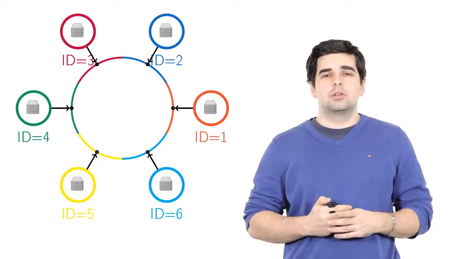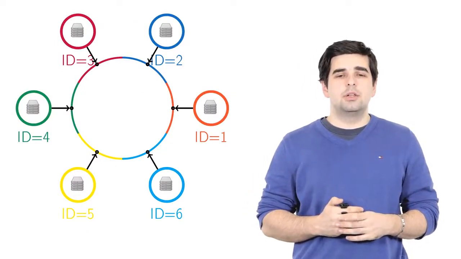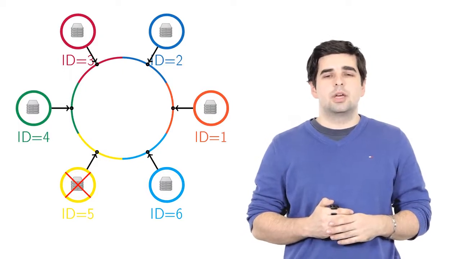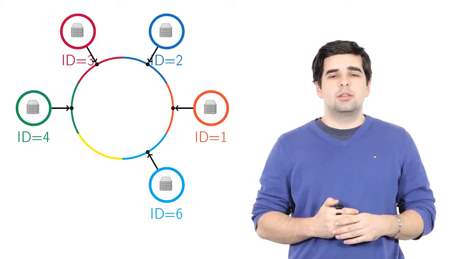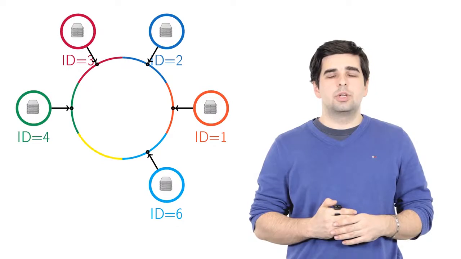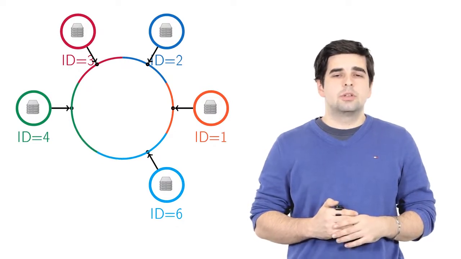So let's look at an example. For example, the yellow computer breaks and it goes away, and then the green and the blue computer will take its arc and divide it between themselves. So that's what happens.